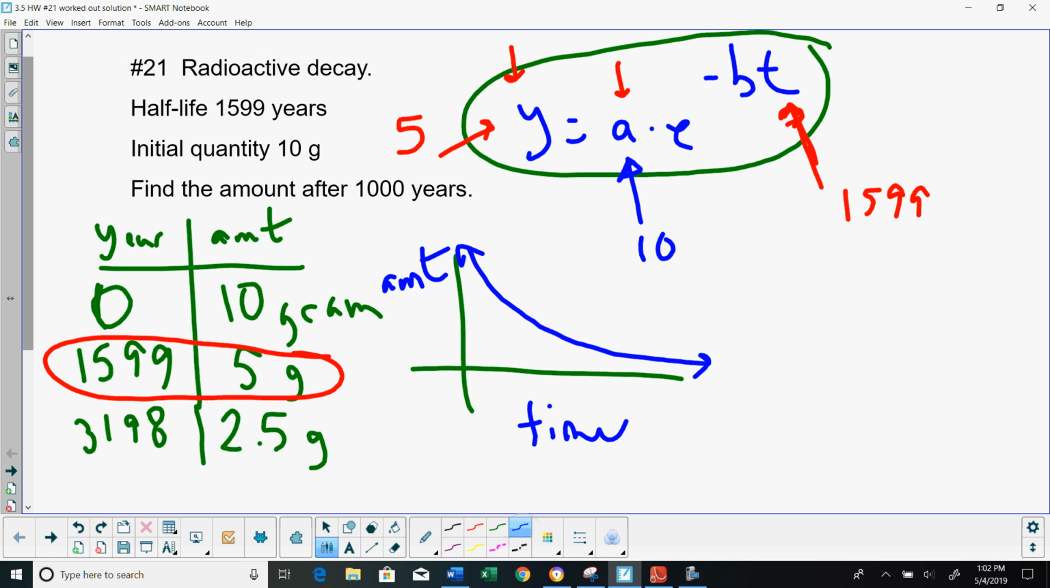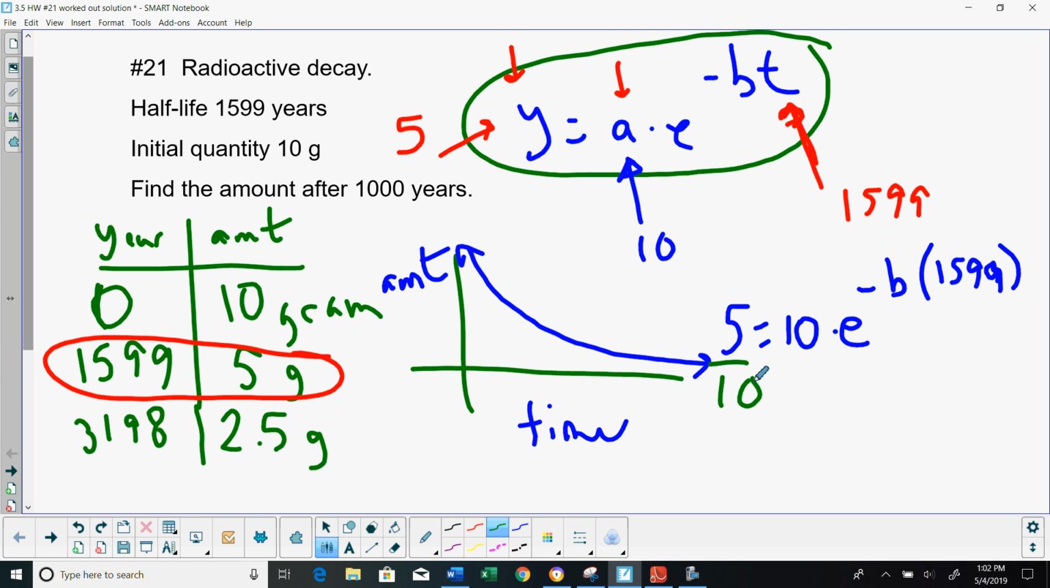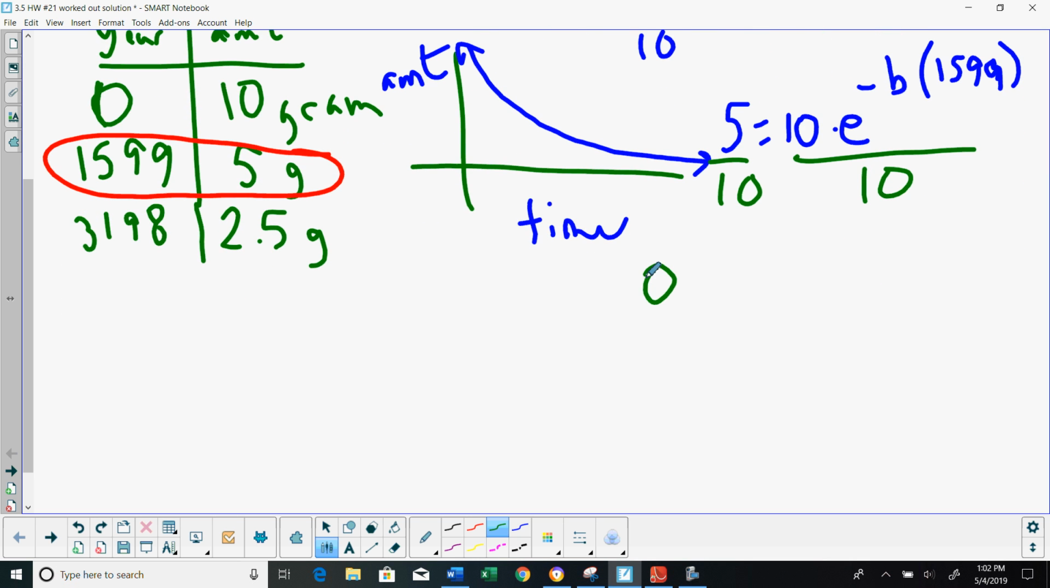So let's try this. We write 5 equals 10 times e to the negative b times 1,599. To solve this, I'm going to divide both sides by 10. When I do that, I get 1/2, or 0.5, since the 10s divide out. I get e to the negative 1,599b. I just rearranged those two things that are being multiplied.